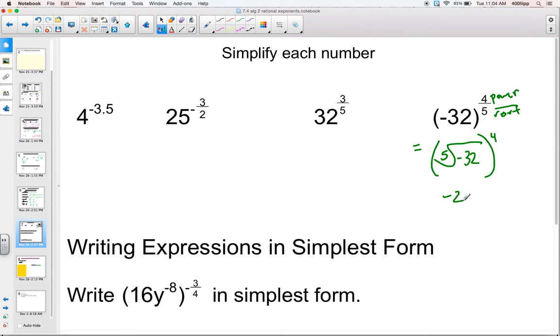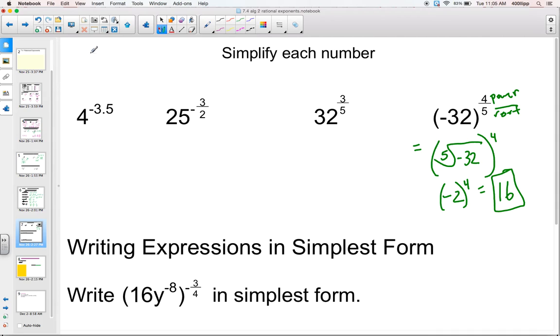That's a negative 2. Negative 2 to the 4th power now, because I said the 5th root of negative 32 is negative 2, and then I take it to the 4th power. Like we just said before, if I take something to the 4th power, I really square it twice. So negative 2 squared is 4, and 4 squared is 16. So this is simplifying the number. So we get an actual value.